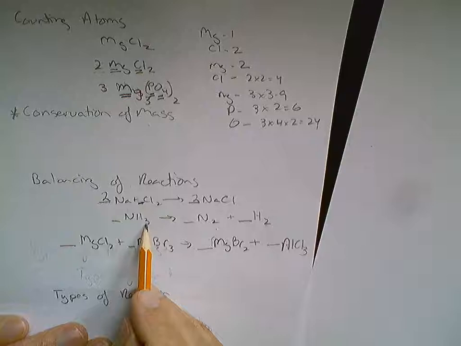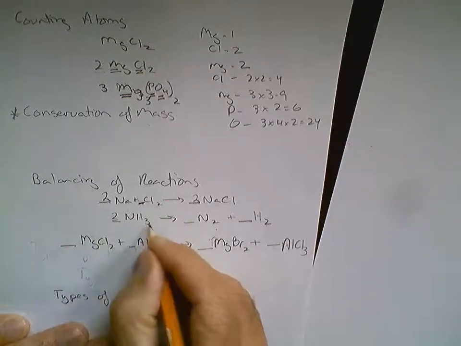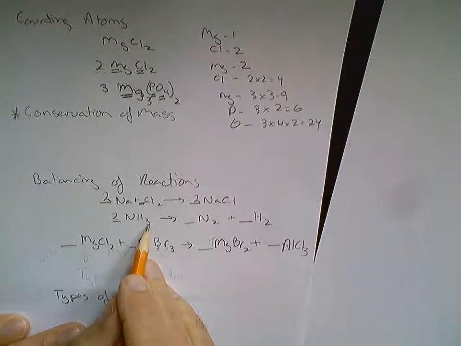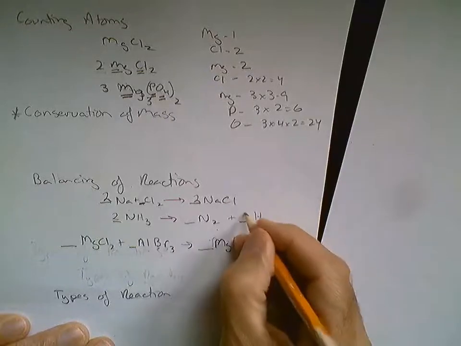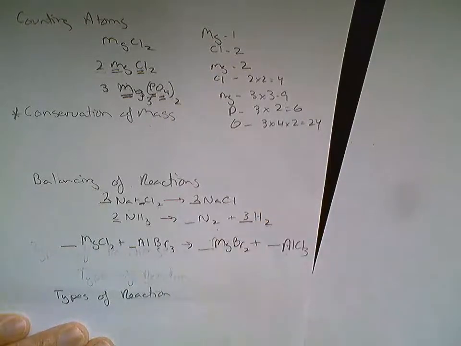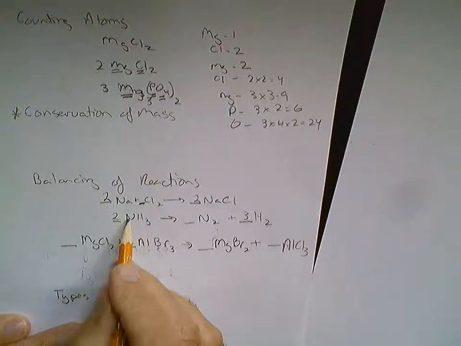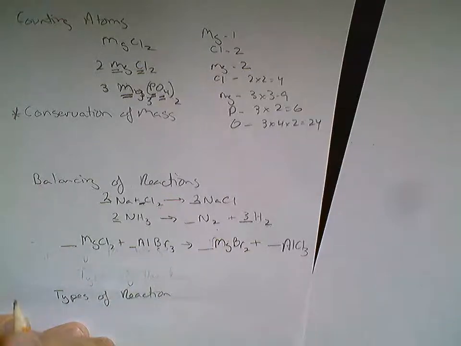How do I get 6 H's here? 2 times 3 is 6. Remember, when we have a coefficient and we have a subscript, we multiply them. How do I get 6 here? 3 times 2 is 6. Since I balanced this, it's going to change the amount of N's I have. I have 2 N's here, 2 N's here.